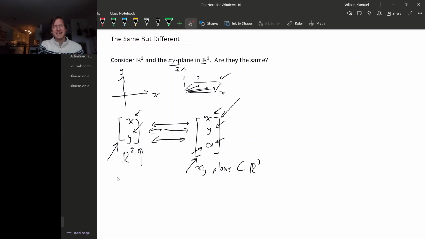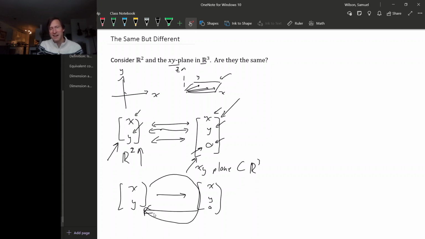You can see that it would be very straightforward to define a linear transformation going from R2 to the xy plane just by sending xy to xy0. And in fact, we could go the other way just by sending xy0 to xy. So maybe the reason why these look so similar is because there's a linear transformation going both ways. And in fact, if you do one linear transformation and then the other, you get back to where you started. And same thing if you start over here and do that linear transformation and then this one, you get back to where you started.